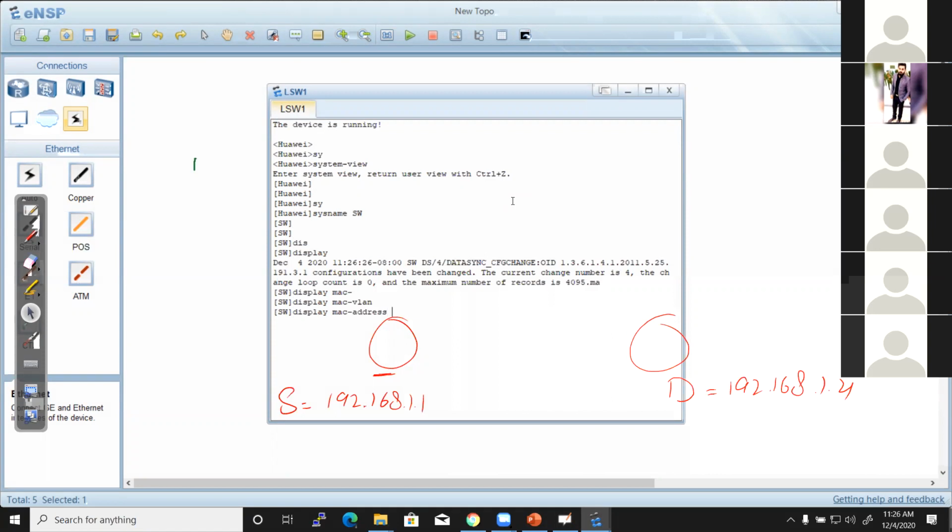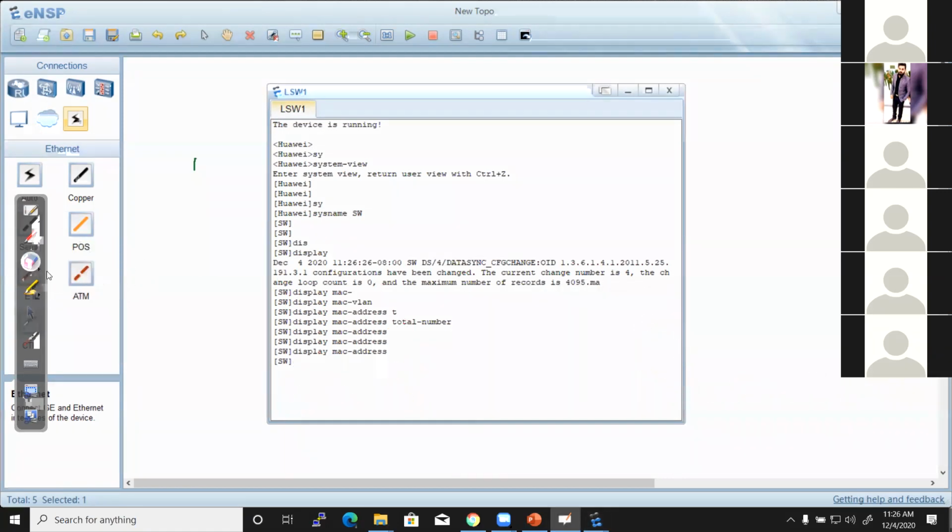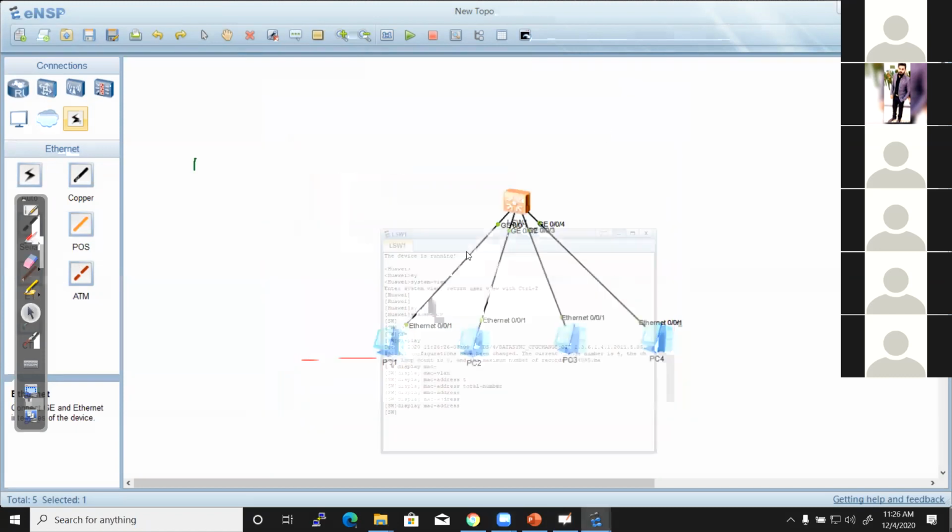Did we put IP addresses on the switch ports so they can communicate? I think so. You guys can see, I have given the command display MAC address table, and it is showing me nothing. It's showing nothing.